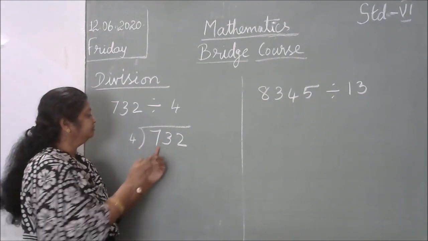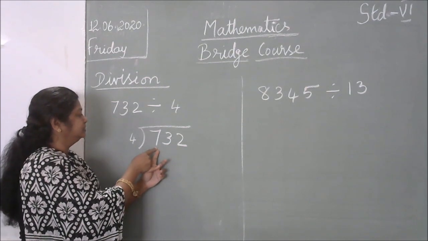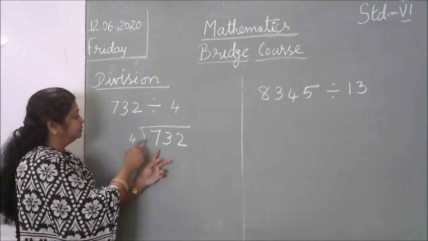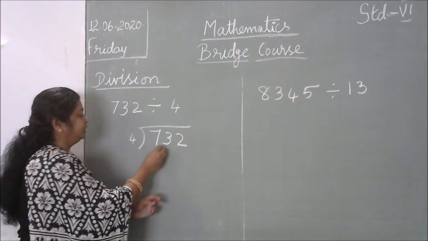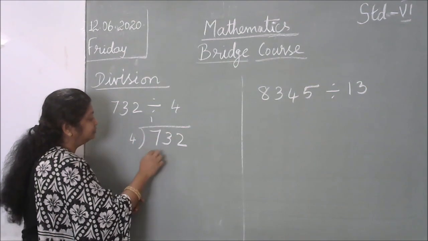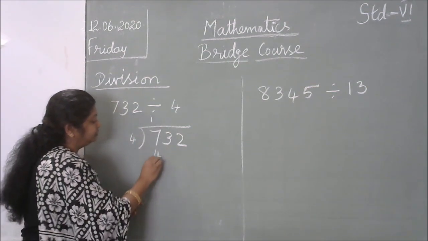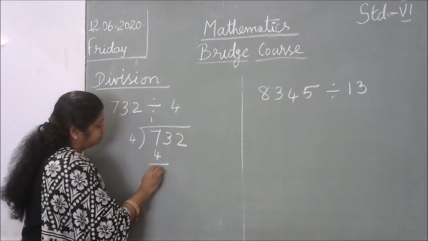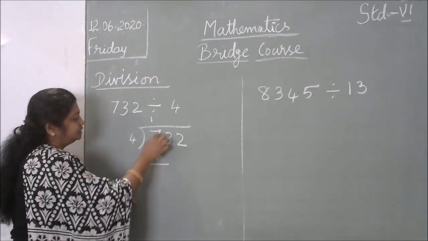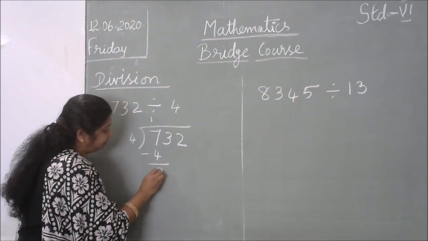You have to take the first digit, you should take the 7. Compare the 7 with the 4. 7 is greater than 4, so you take only 7. How many 4s will come in the 7? One 4 is 4. So here you subtract 4 from 7, and 7 minus 4, you will get 3.